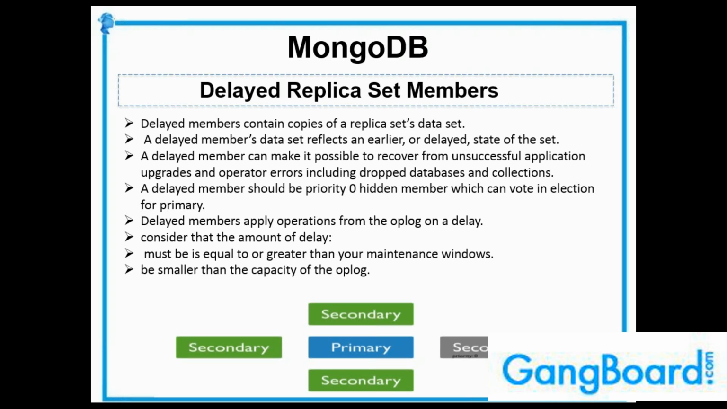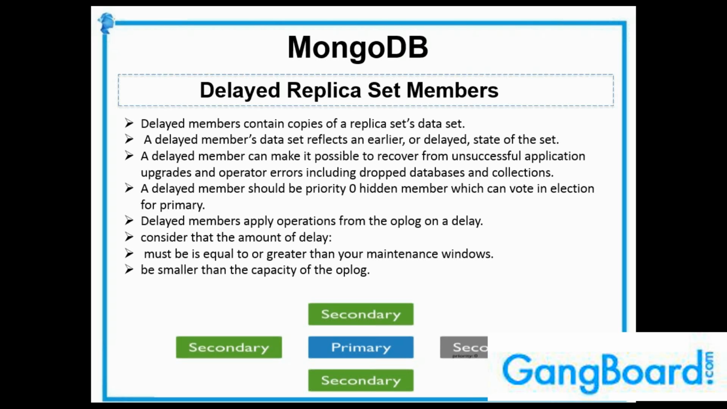So in that case, let's say the current time is 4 o'clock. At 3:30 someone drops the table, and you come to know at 4 o'clock. If you enable the delayed replica set node, and the node is delayed by 5 hours, then it will have the data till 11 a.m.